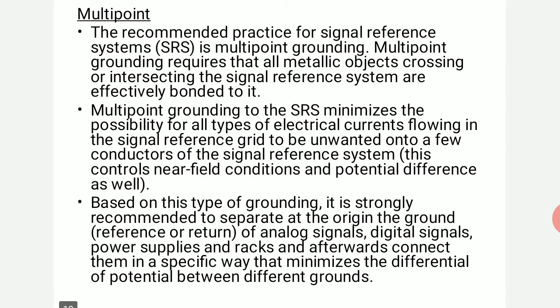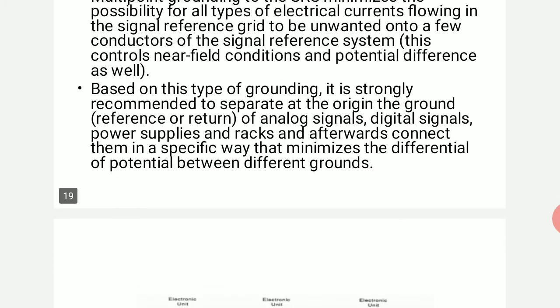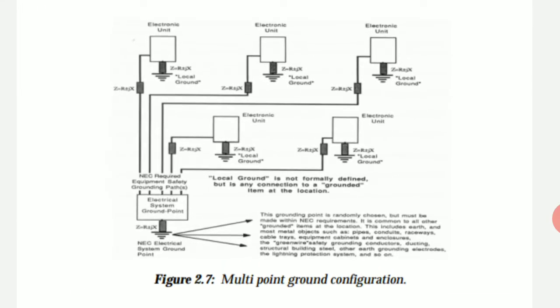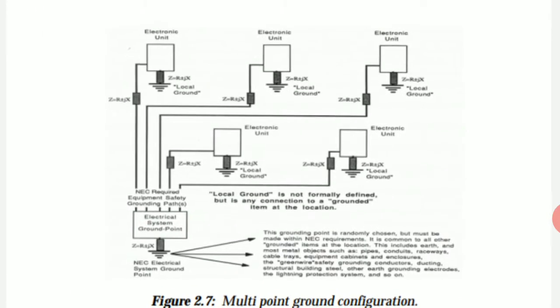Based on this type of grounding, it's strongly recommended to separate at the origin the ground of analog signals, digital signals, power supplies and racks, and afterwards connect them in a specific way that minimizes the differential of potential between different grounds. You can see how a multi-point ground configuration is done using this figure.